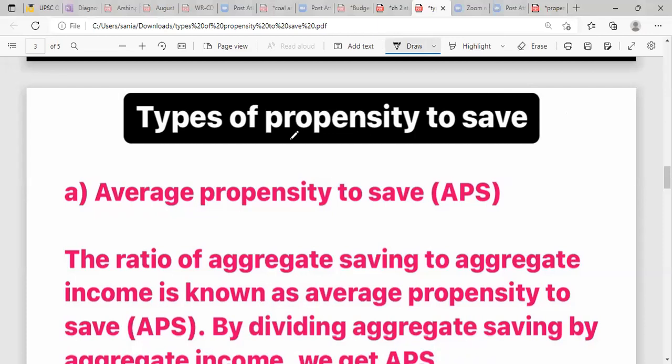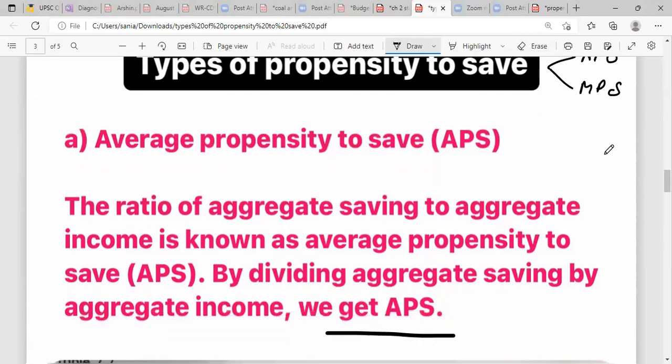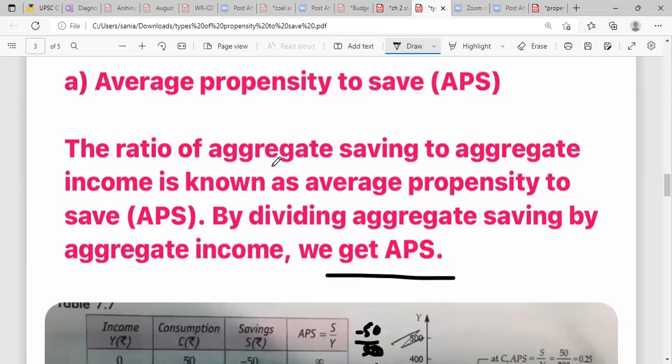Okay, so now the topic is types of propensity to save. There we did types of propensity to consume. It was APC there; here it will be APS and MPS. First is average propensity to save, and next is marginal propensity to save. So first, what is average propensity to save? The ratio of aggregate savings to aggregate income is known as average propensity to save.